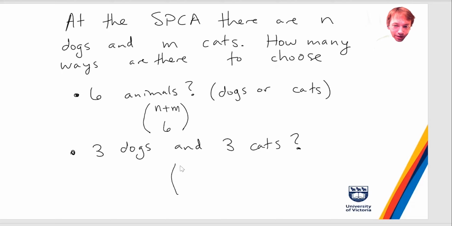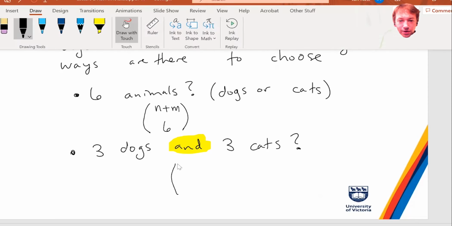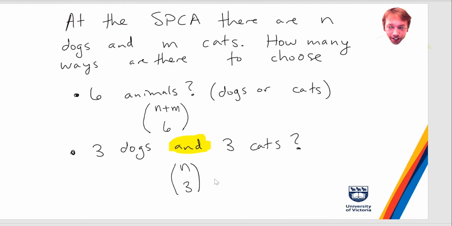There's an answer in the chat which is close, but remember the importance of the word and. When you choose the first thing and then you choose the second thing, it's usually going to be multiplication. So n choose 3 times m choose 3, because there's n choose 3 ways to pick 3 dogs, m choose 3 ways to pick 3 cats, and it's the rule of product.